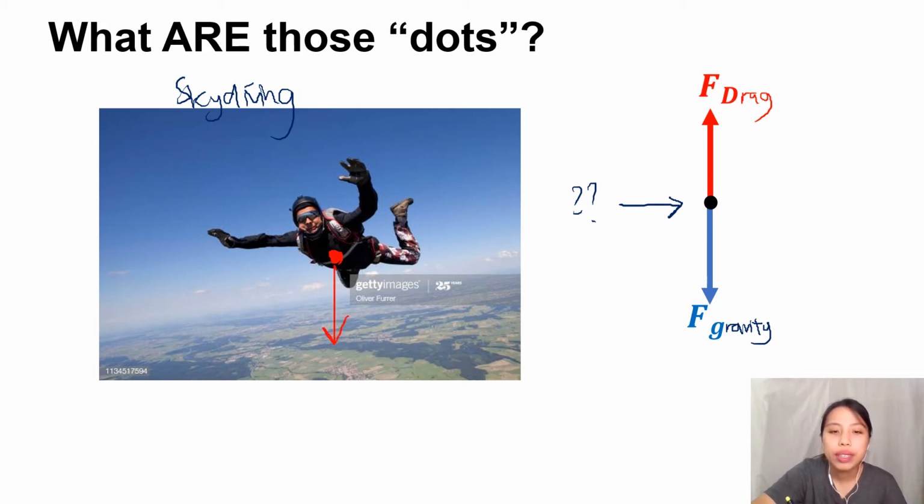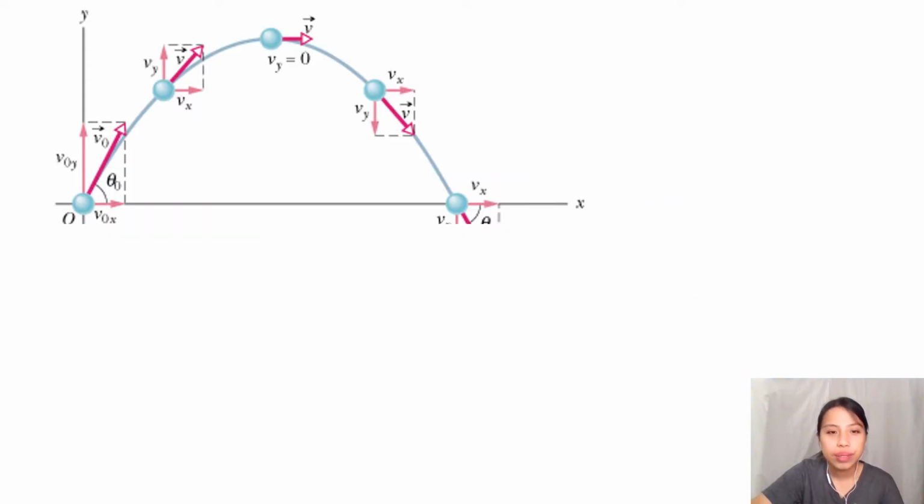So we have FG and then we have FD. The basic idea, in plain English, is that the dot is some point on the man's body, but there's a proper term for it. Let's take a look.